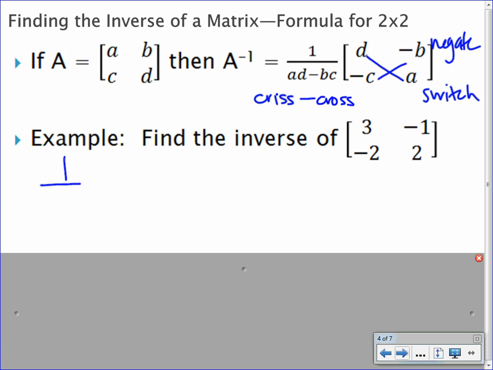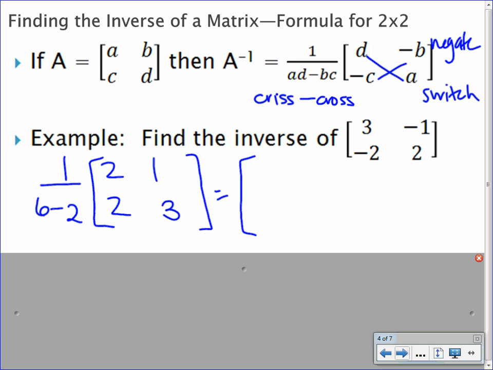What's our Chris product? Right, 3 times 2. Here's Chris, minus cross. What's that product? 2. Times, we are going to switch and then negate. What's our scalar? 1/4. So when I multiply 1/4 through my matrix, we get 1/2, 1/4, 1/2, 3/4.